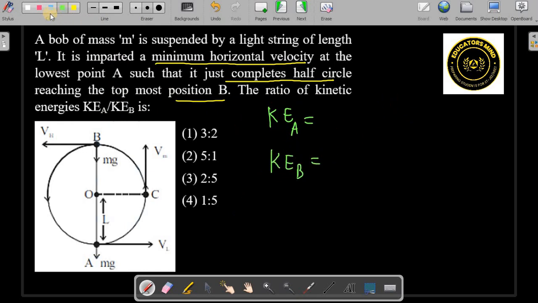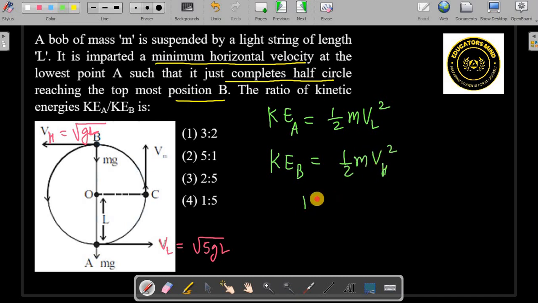What is the speed at the bottom and top? We know that the speed at the lowest point is equal to root 5 gl, and the speed at the highest point is root under gl. This we should note, because this is an important result for a body to just go into a circle. That means it's the critical velocity, right? So this kinetic energy, write as half mv square, velocity at A, which is the lowest point, and this is also half m velocity square at the highest point, right?